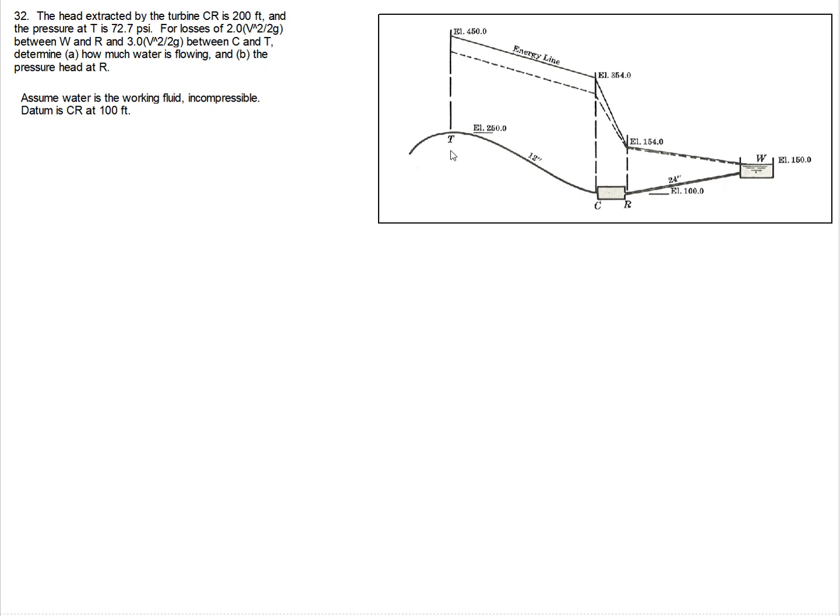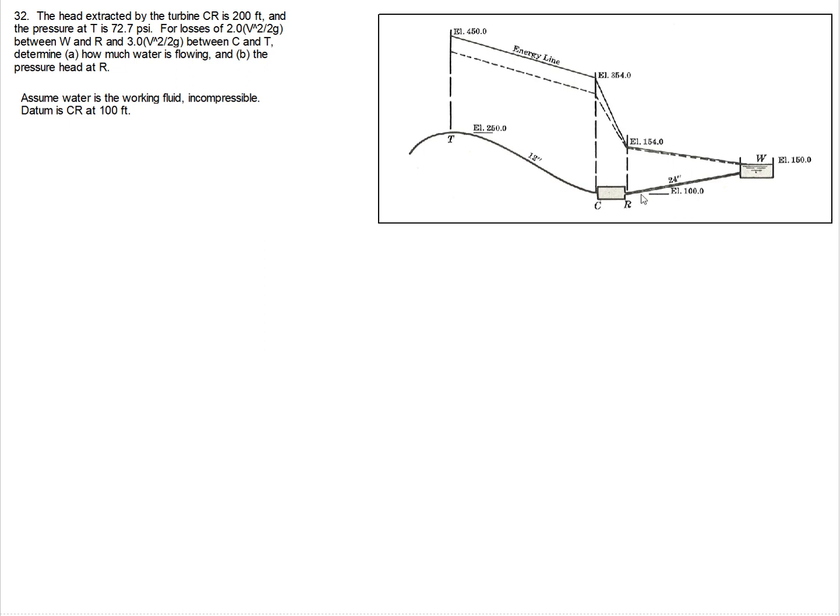For losses, we're given head losses between W and R and between C and T. Determine how much water is flowing and the pressure head at R. We're to assume that water is a working fluid, it's incompressible, and the datum is at CR.